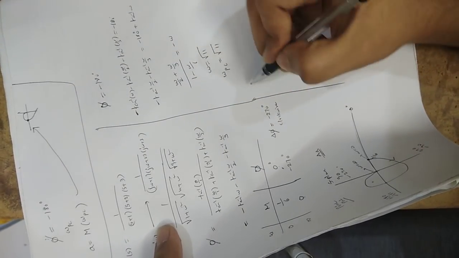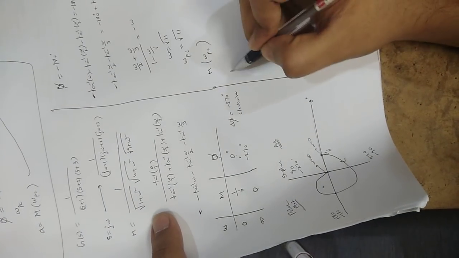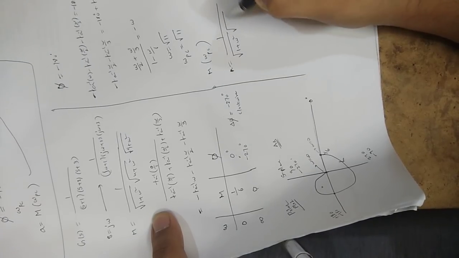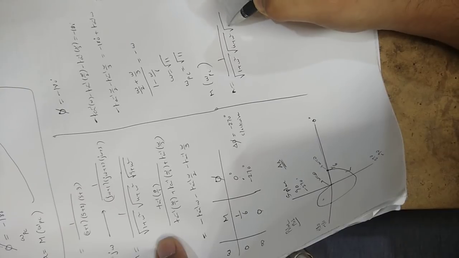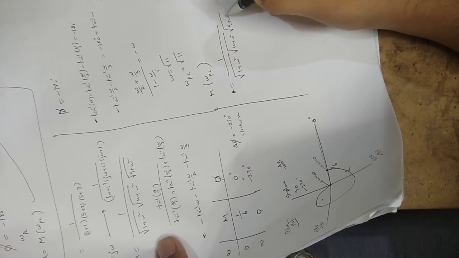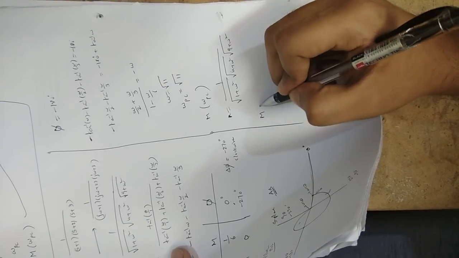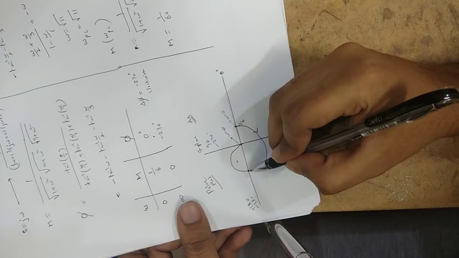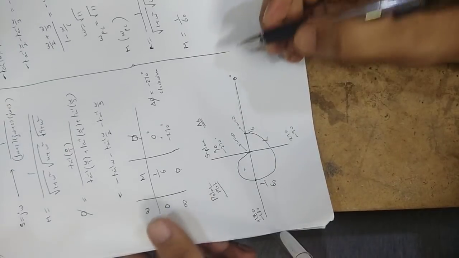And now find the magnitude at this omega PC. So what is the magnitude expression? 1 by under root of (1 plus omega square), (4 plus omega square), (9 plus omega square). So put the omega value root 11, and you will get magnitude 1 by 60. So this point is 1 by 60. So this is the polar plot.